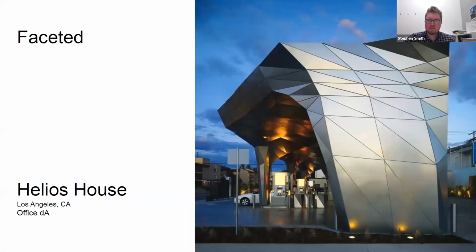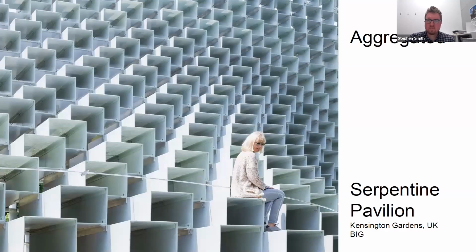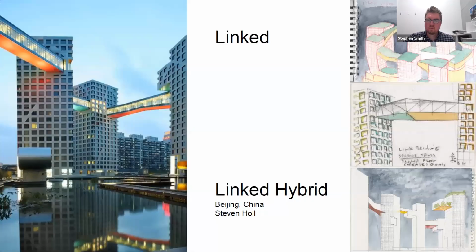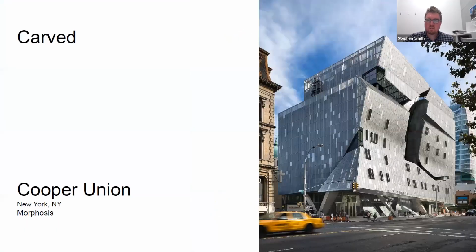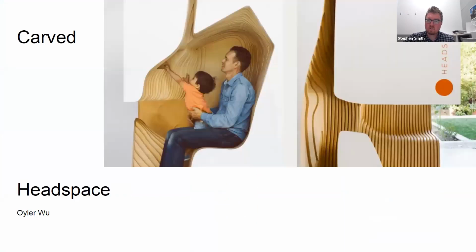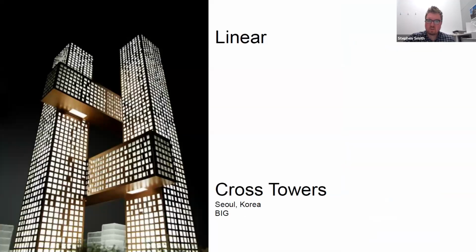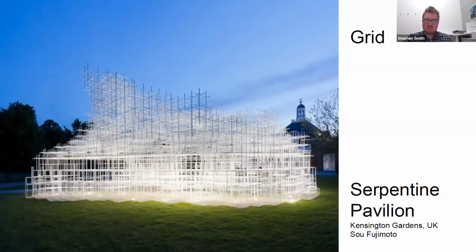Curving, something that's faceted, triangulated, aggregated, something that's repeated, linked, something that's carved through addition or subtraction, composition of different forms, a blurring of a grid, and this is an inhabitable structure that we're looking at here. This is a pavilion that is also a sculpture.